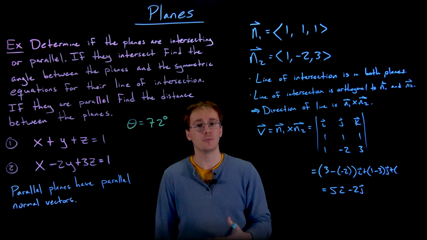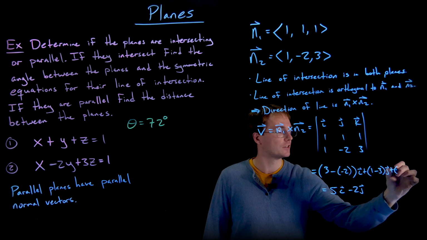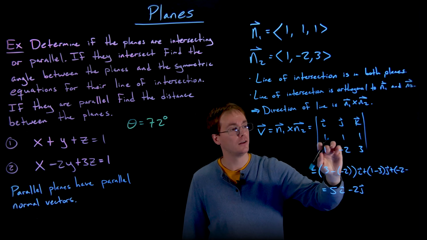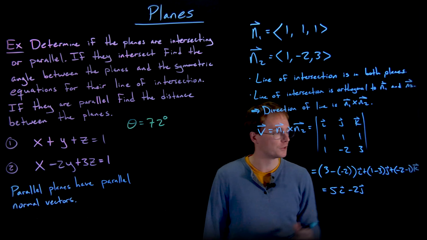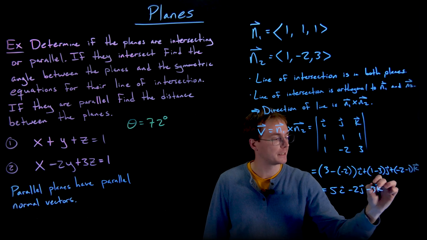For the k component, we do this one more time. The right diagonal that starts at k is going to give us -2. We have to subtract away from that the left diagonal that starts at k, which is going to give us 1 times 1, or 1. So piecing those together, we see our k component is going to look like -3k.